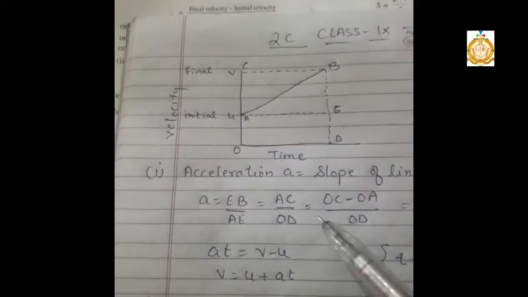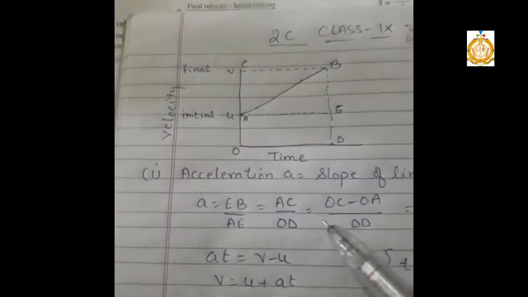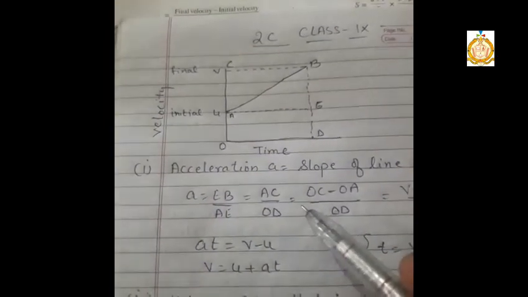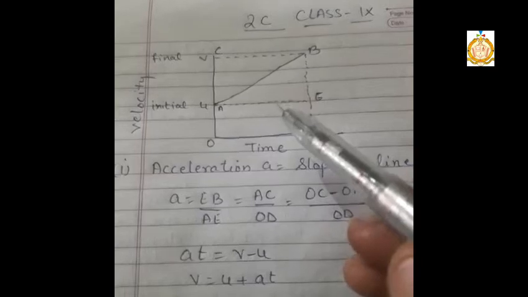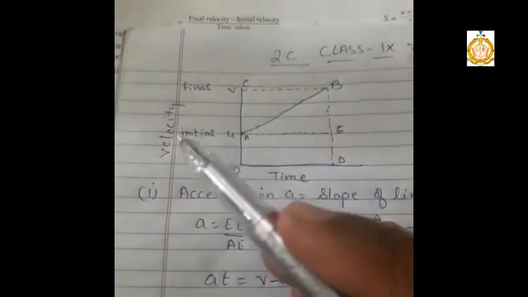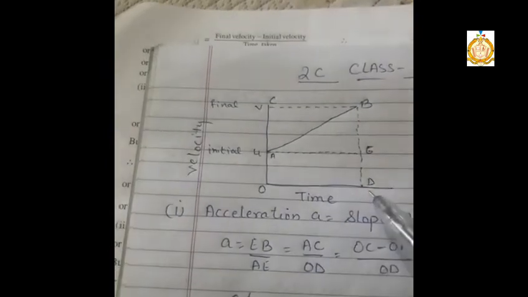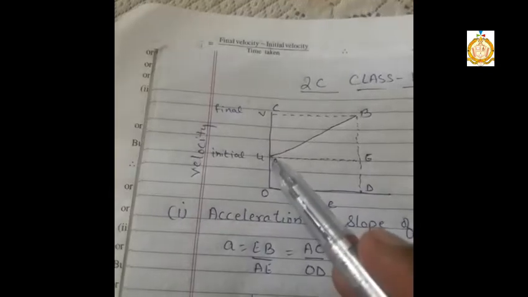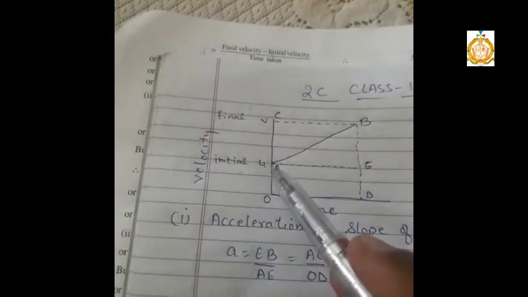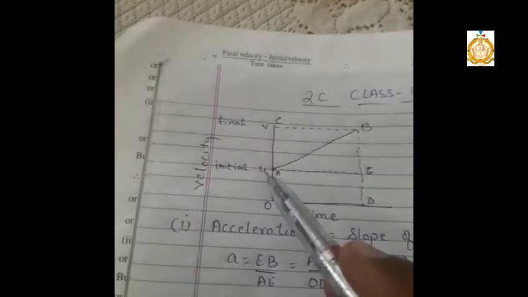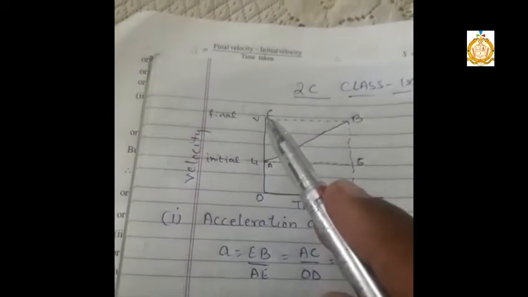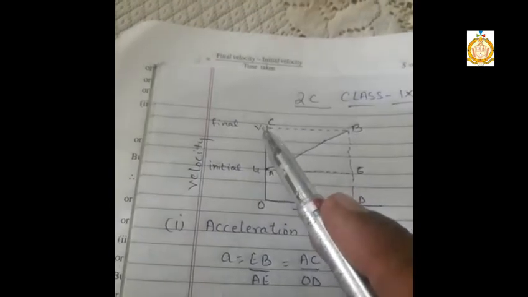So two ways are there. One way is the algebraic method and the second way is the graphical method. Let us discuss first of all the graphical method. In the motion, always take the velocity on the y-axis and time on the x-axis. When the body starts from some point, that point is called the initial point and it is denoted as u, and where the body reaches, that is the final point, and we denote it as v.